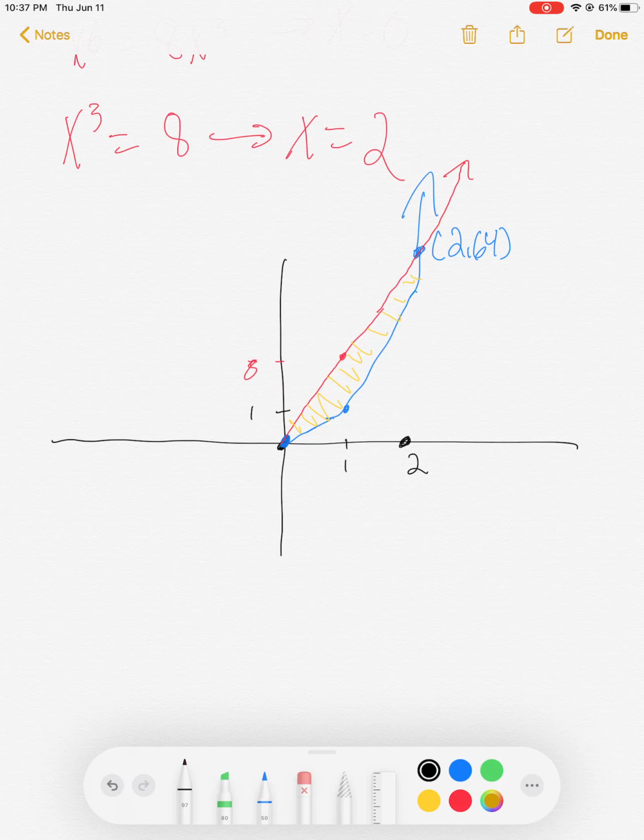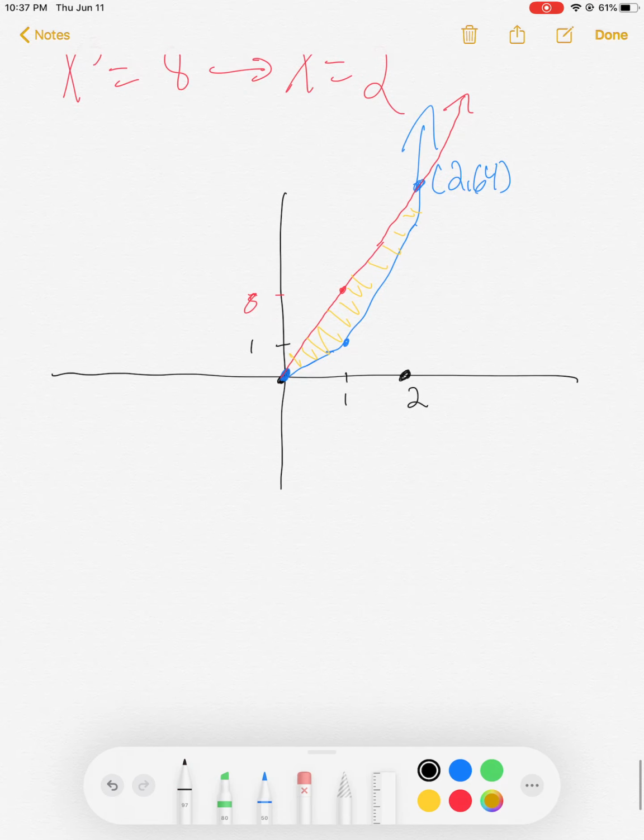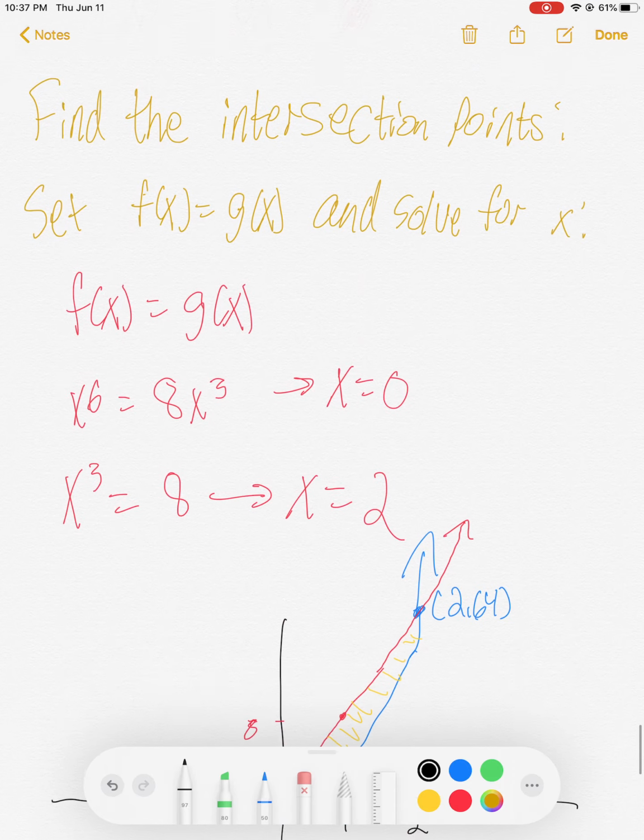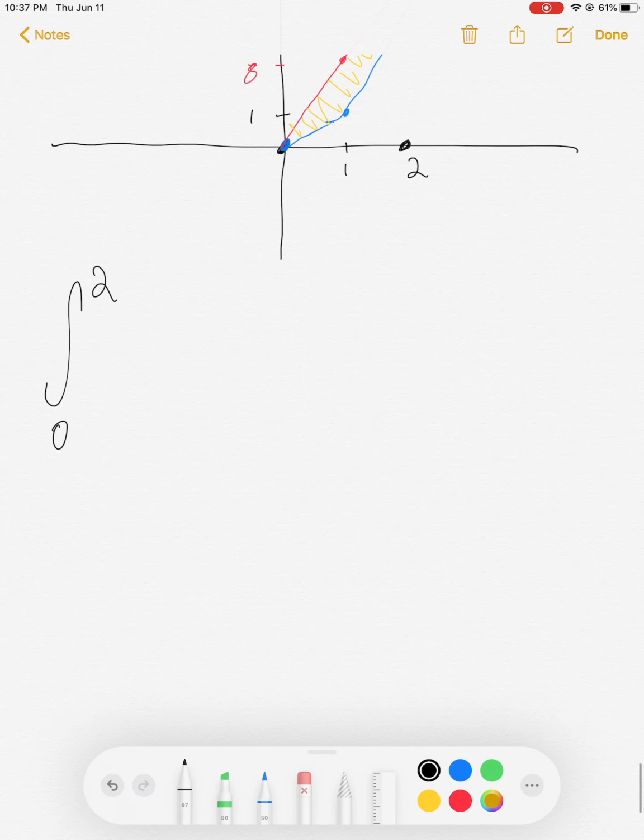And I can see that over my region now, g of x is greater than f of x. Oh, I said that I was going to make g of x gold, and then I didn't. Okay, x cubed equals 8, and you're red. That's what I wanted to do. Okay, great.